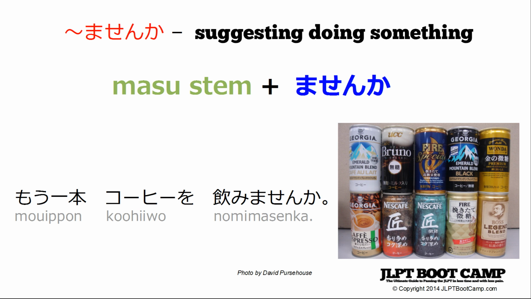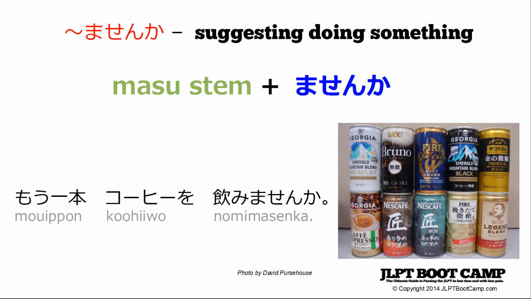Quite often, these two can be used kind of interchangeably, but they do have a slightly different connotation to them. Masenka is inviting someone, would you like to do this? Mashouka is, let's go and do this together. Both are polite. They're not too casual. You could use these with someone that's older than you, someone that you should be respecting, people that you've just met. It's all okay. This is a polite structure.